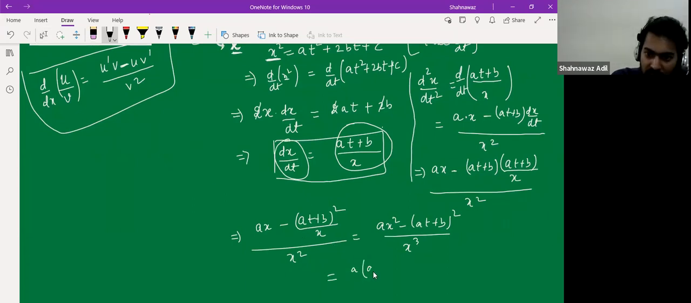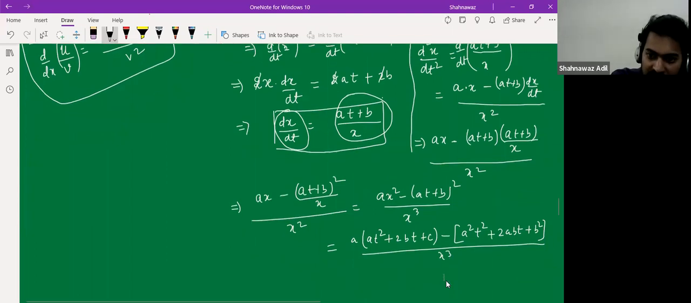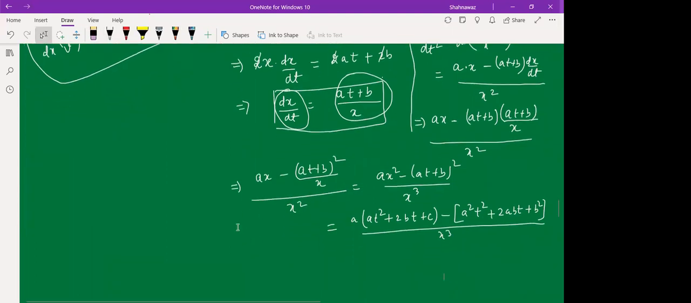A into (At² + 2Bt + C), and this is what? A²t² + 2ABt + B², upon x³. Any question? No, sir. So now we will solve this further.